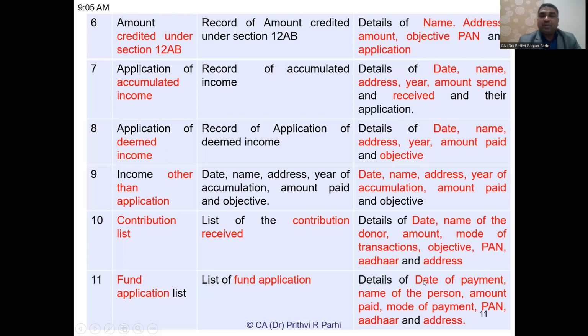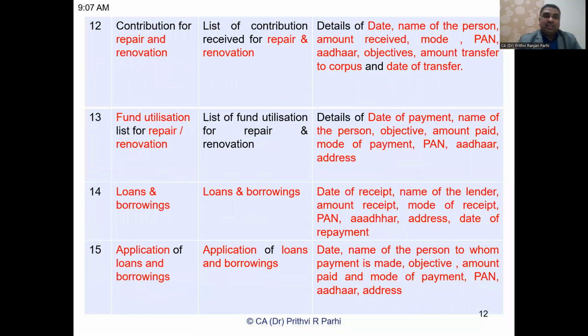Fund application. If fund is applied for some purposes, date of payment, name of the person, amount paid, mode of payment, PAN, Aadhaar, address. This record is required to be kept. Contribution for repair and renovation. If this kind of contribution is received, then date, name of the person, amount received, mode, PAN, Aadhaar, objective, amount transferred to corpus, date of transfer. These records are required to be kept. Fund utilization. Again, you see date of payment, name of the person, objective, amount paid, mode of payment, PAN, Aadhaar, address. All records are required to be kept.